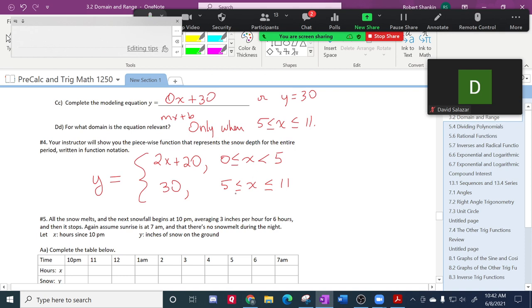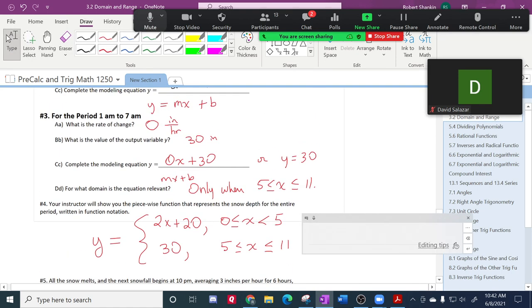Either way, why is it okay either way? Because if you put a 5 in up here, you're still going to get the output of 30. Or if you put the 5 in as your input down here, you get the same output either way. All right. Any questions on this strange new thing called a piecewise function?